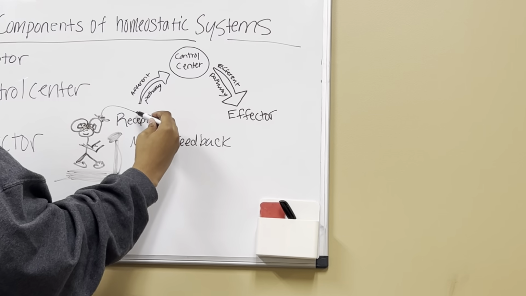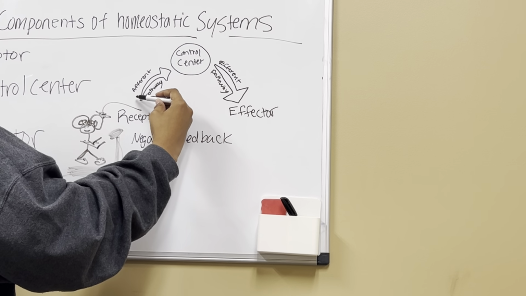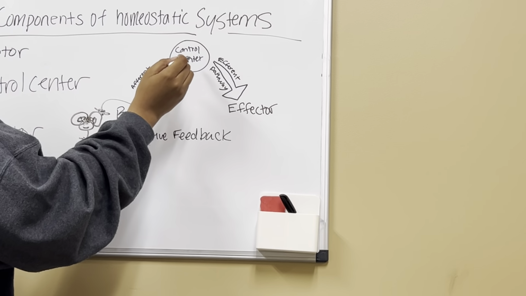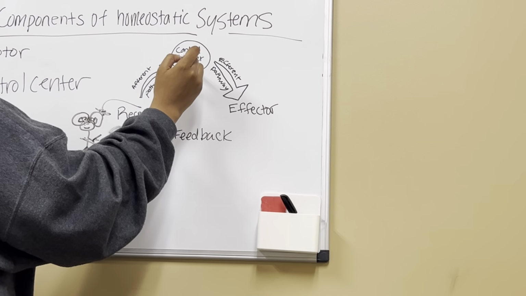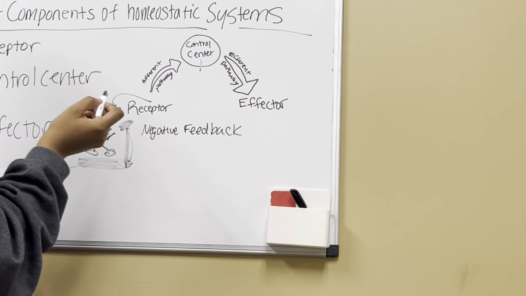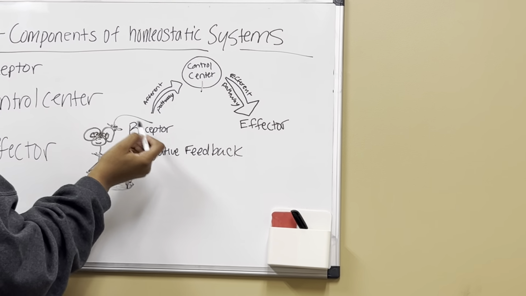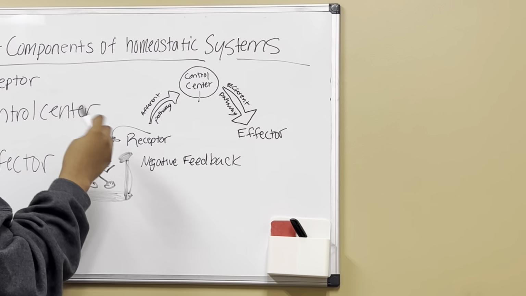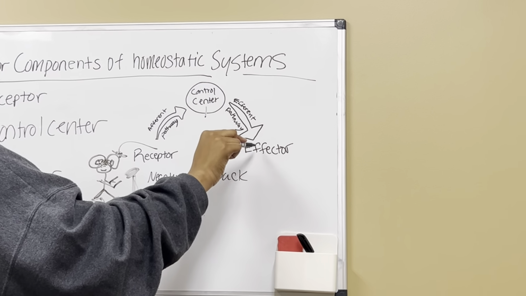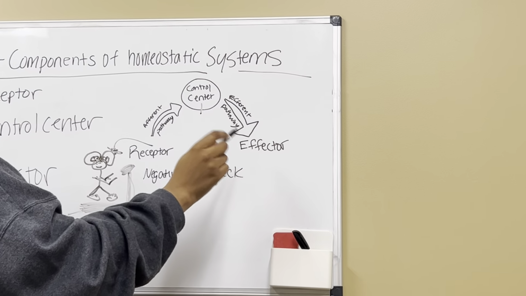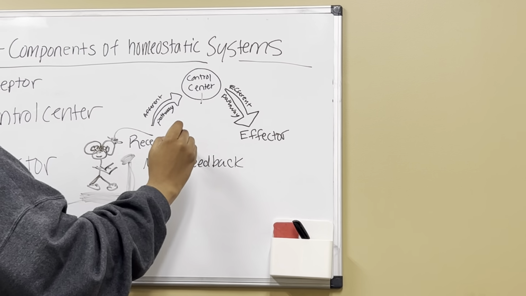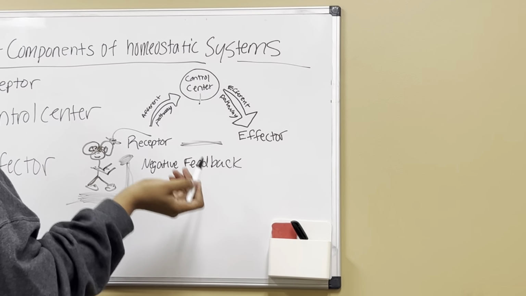So then the receptor sends a signal via an afferent pathway to the control center, which is the main space where it says, hey, we're hot, let's change this because we need to oppose this initial change. As we're opposing the initial change on the body, the efferent pathway is going to go to the effector and help the body get back to its initial steady state, which would be homeostasis.